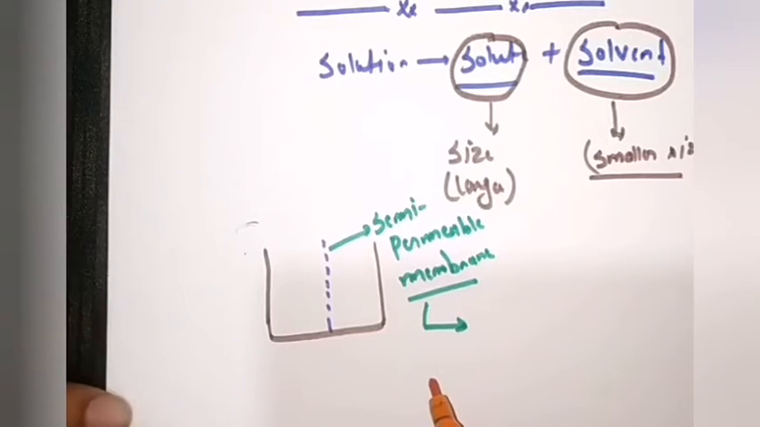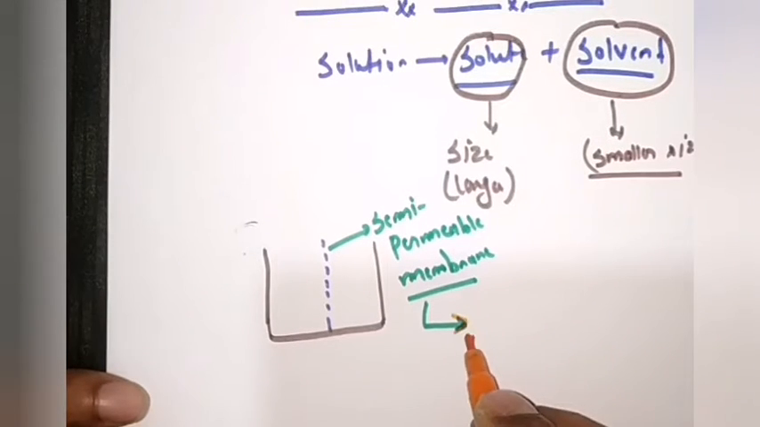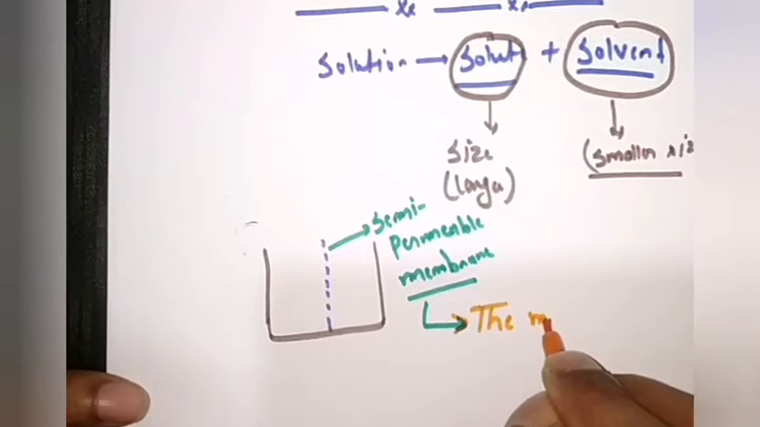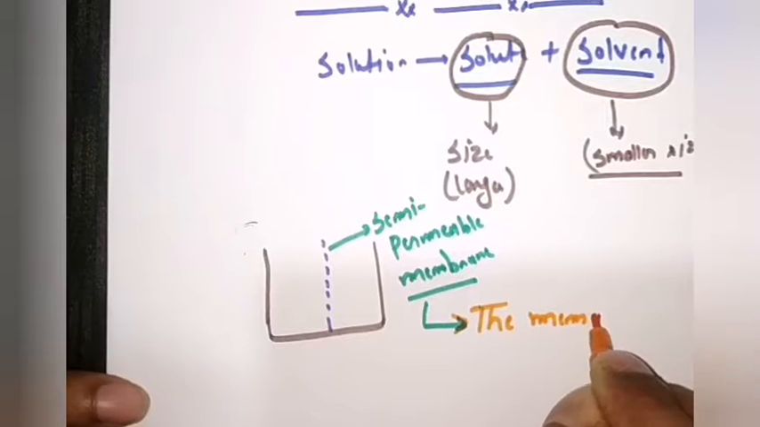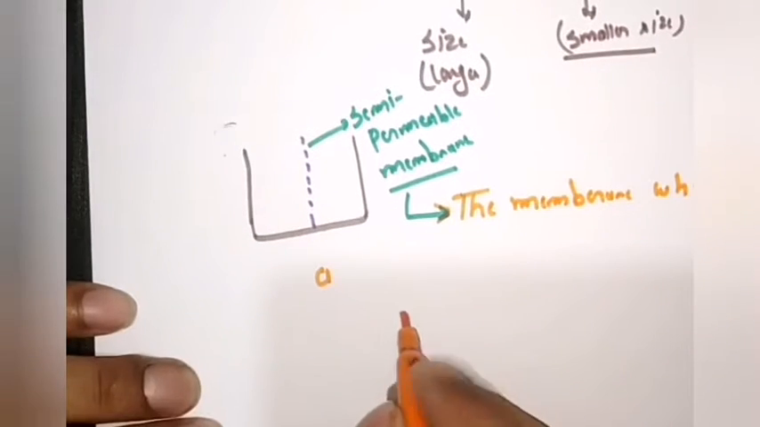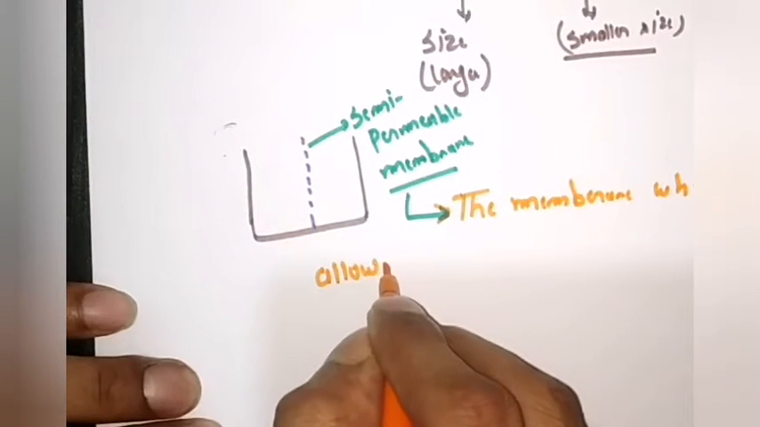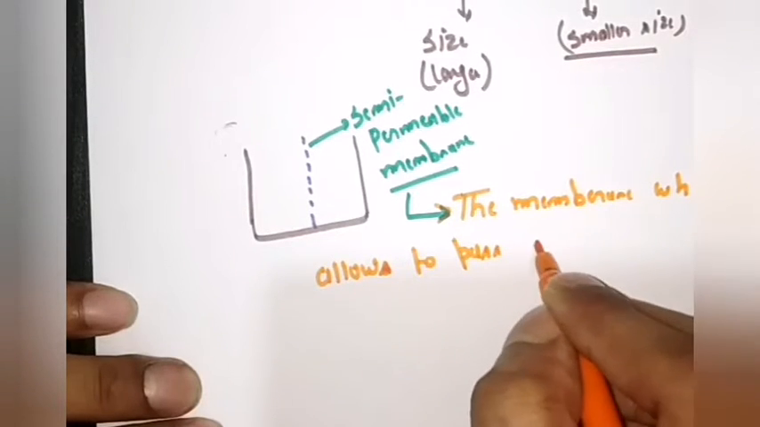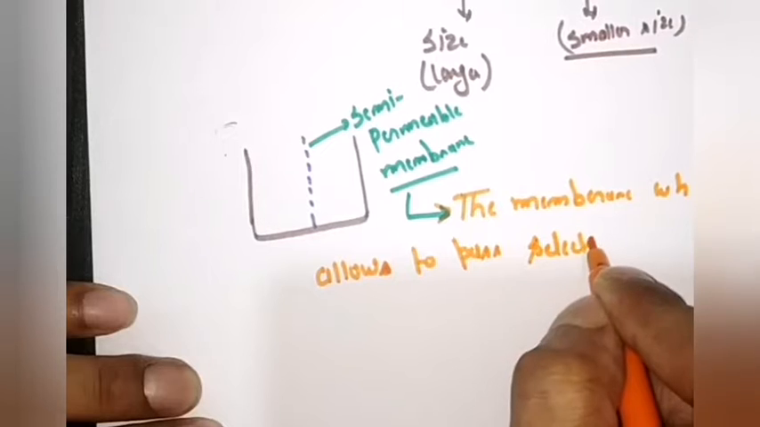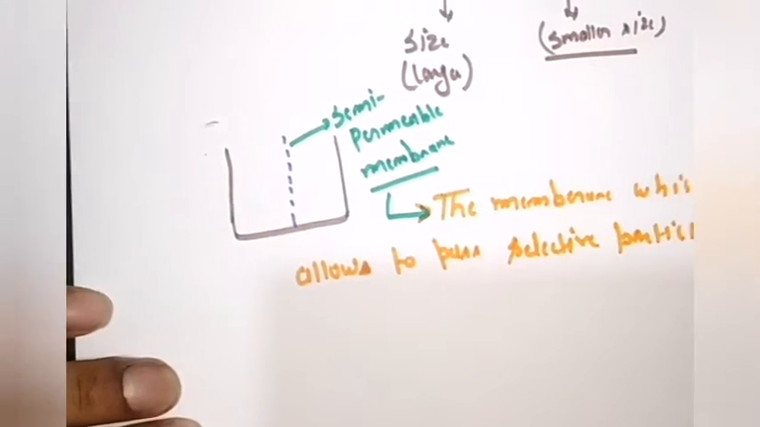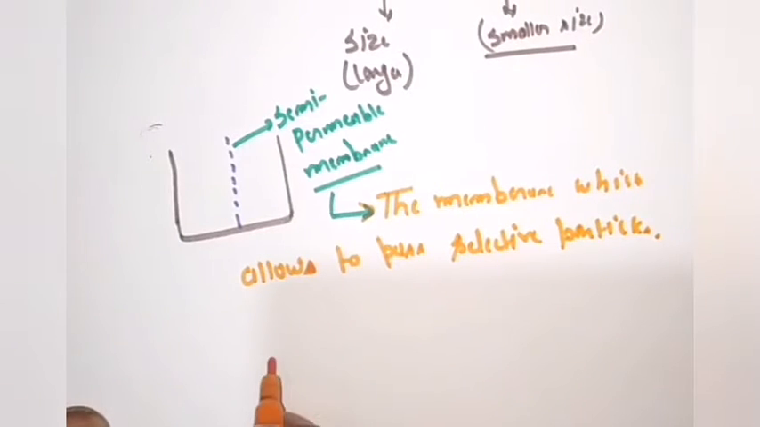So what is a semi-permeable membrane? You can define it as a membrane which allows selective particles to pass. Okay, so you can understand it.